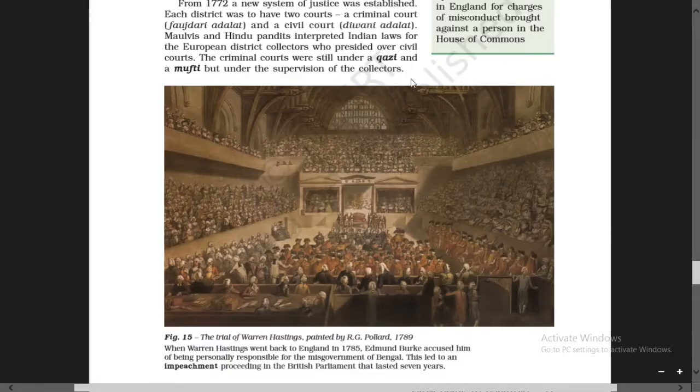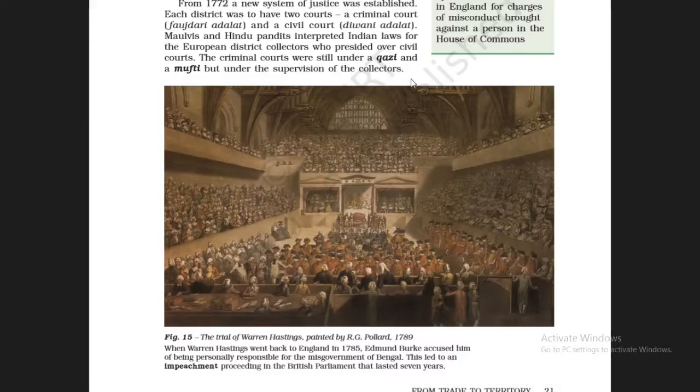Qazi means, let us see to the right side of your book, a judge. It's a Muslim word. Then Mufti, a jurist. Jurist means an expert in the law of the Muslim community, responsible for expounding the law that the Qazi would administer.